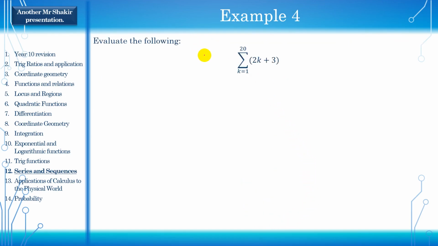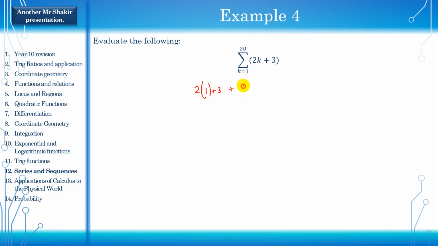Okay, evaluate the following. Now, a quick revision in case you've forgotten. What does this mean? This means we are summing up 2k plus 3, but we're going to substitute in 1 first, okay? So you would do, for example, 2 times 1 plus 3, plus, then this counter would move up to k is equal to 2.